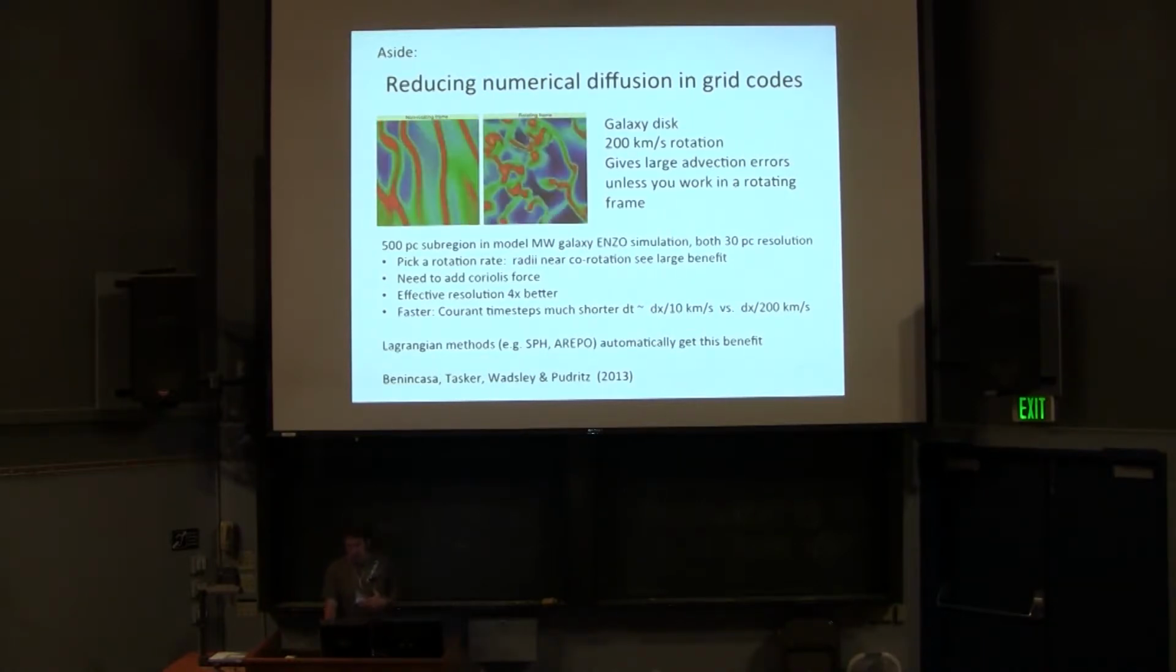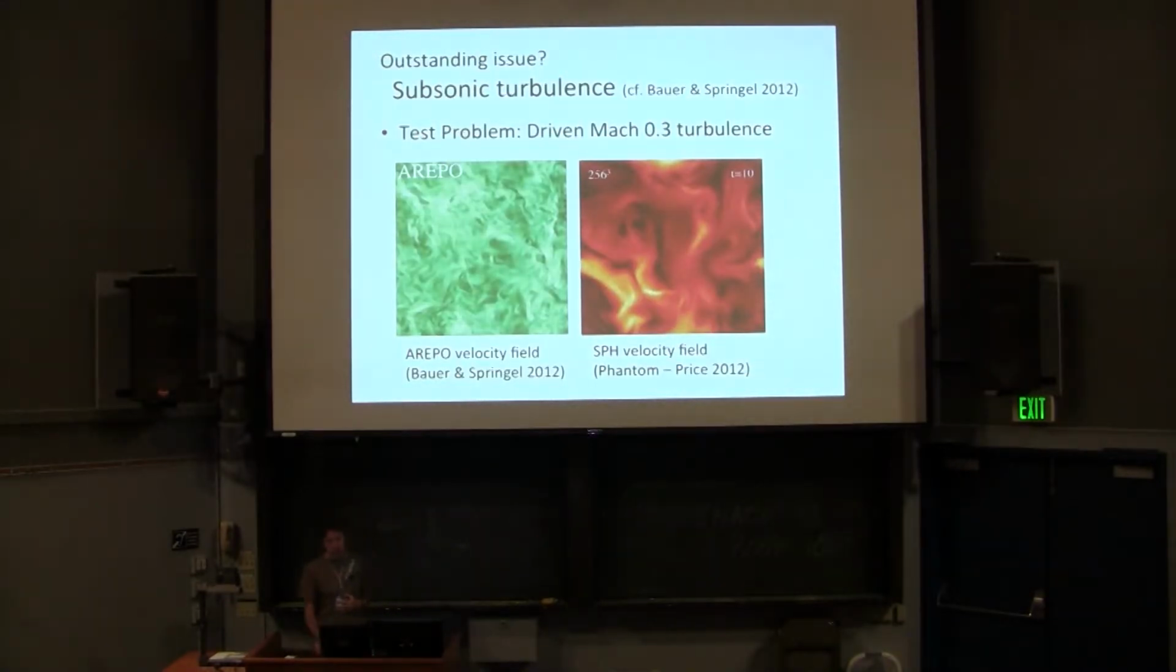So I would argue that we've managed to address a lot of issues, but there is one paper that appeared recently, which is Bauer and Springel, which was raising the issue of subsonic turbulence. This test involved looking at driven Mach 0.3 turbulence, quite subsonic, and then arguing that AREPO and grid codes and SPH were getting different results, and should we be concerned about this?